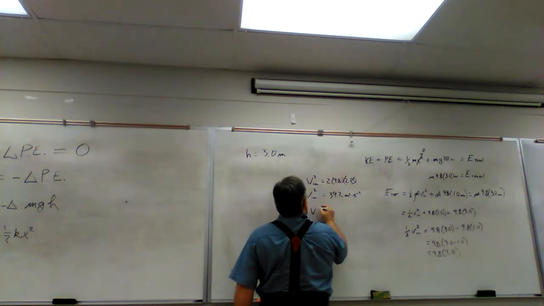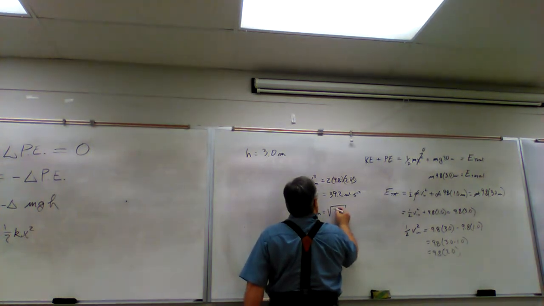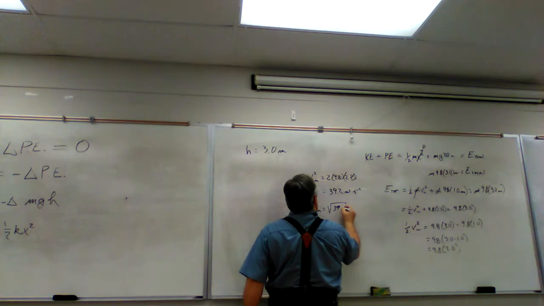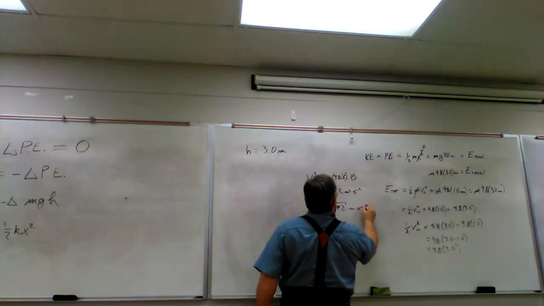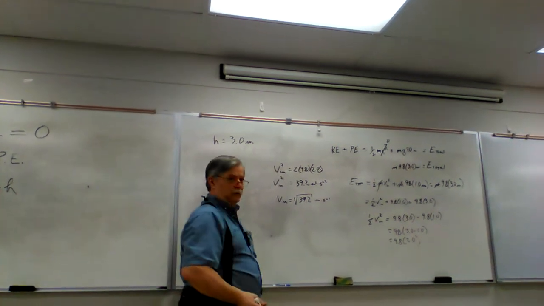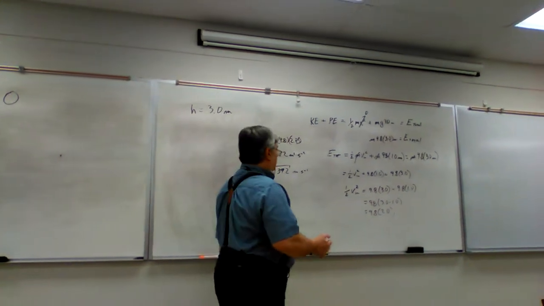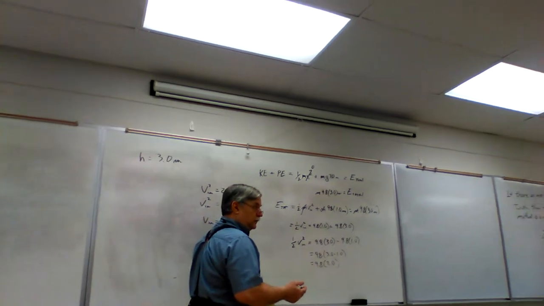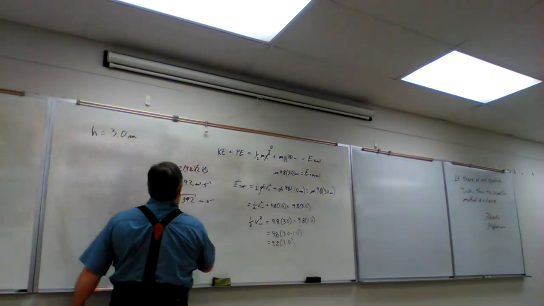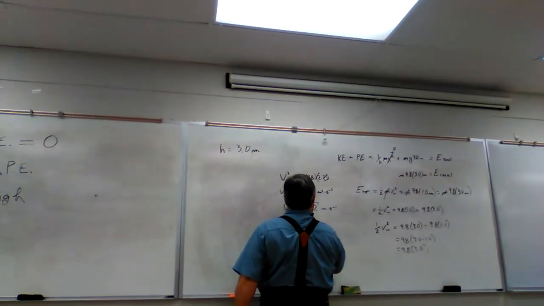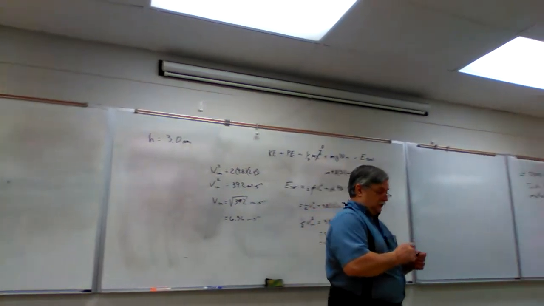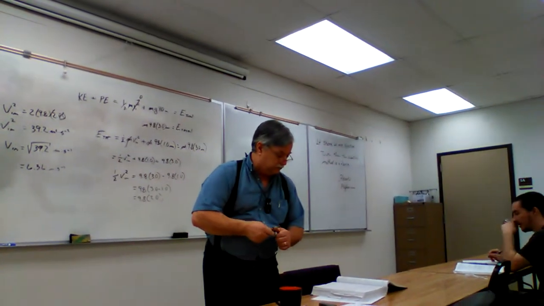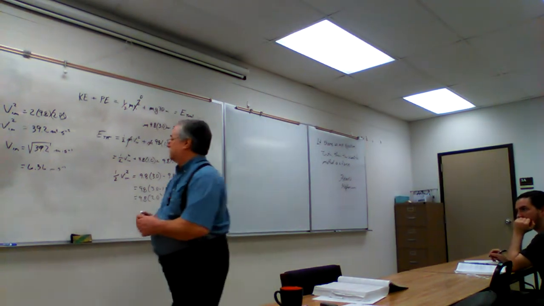And so the velocity at 1 meter is equal to the square root of 39.2 meters per second. What's the square root of 39.2? 6 point something. Is that what the book got? 6.3? Okay, so it's 6.3.